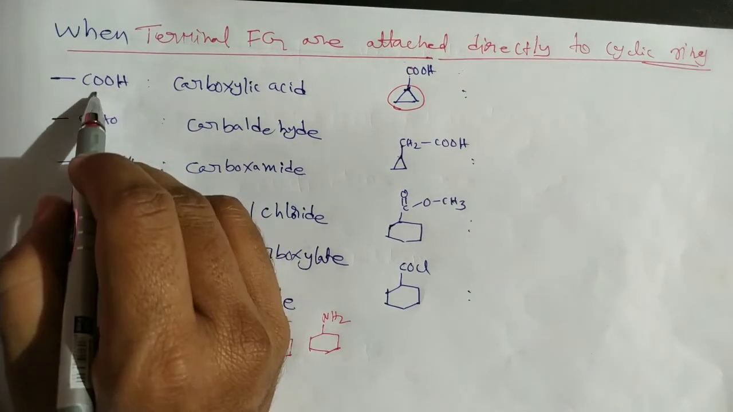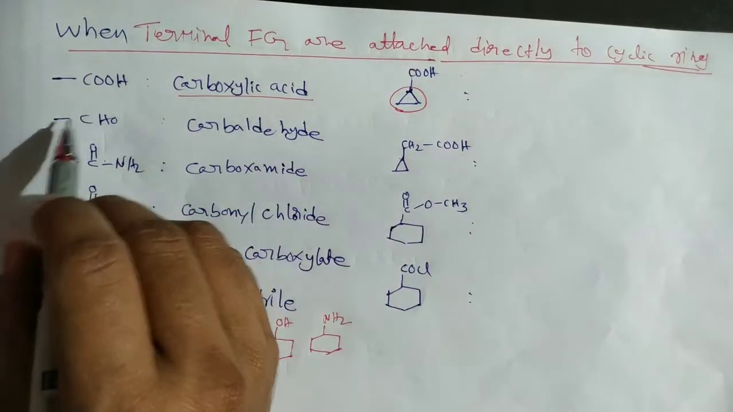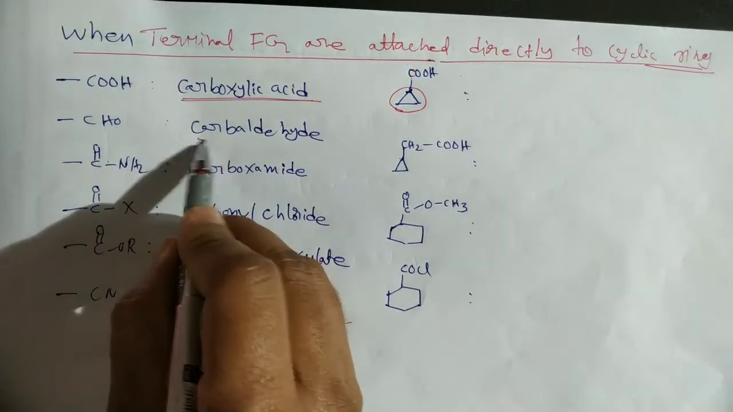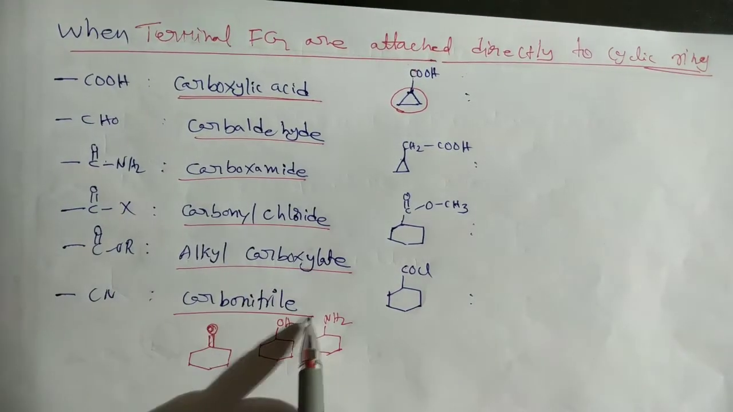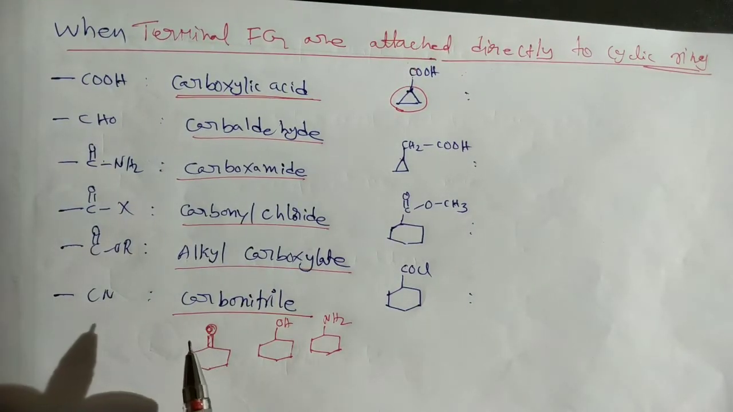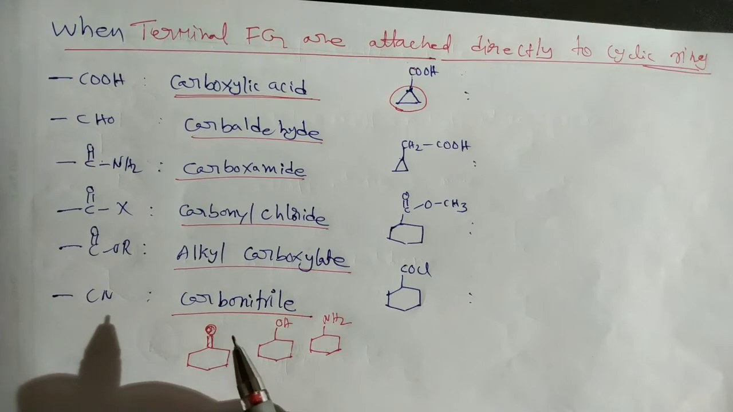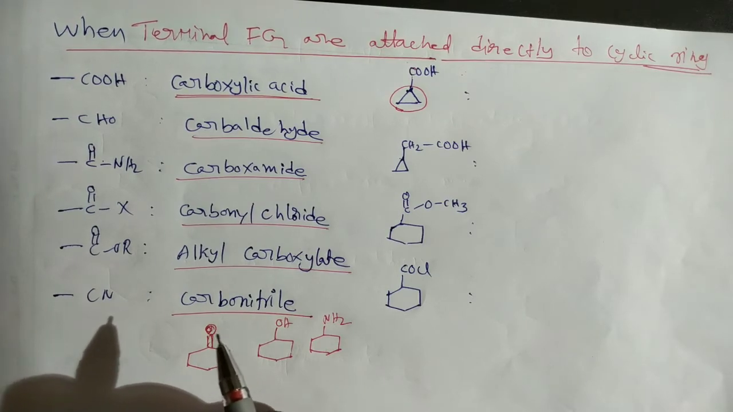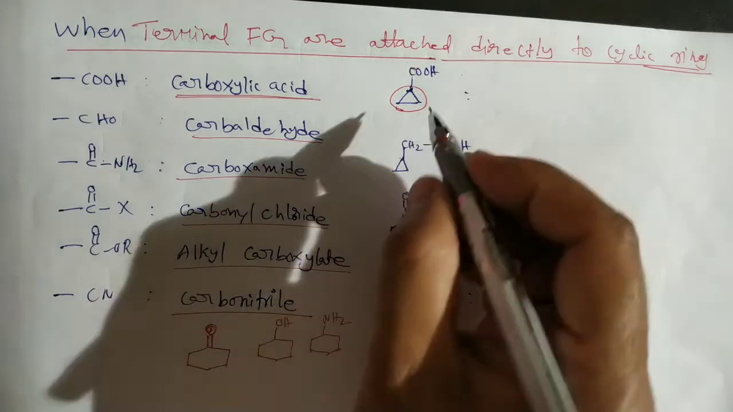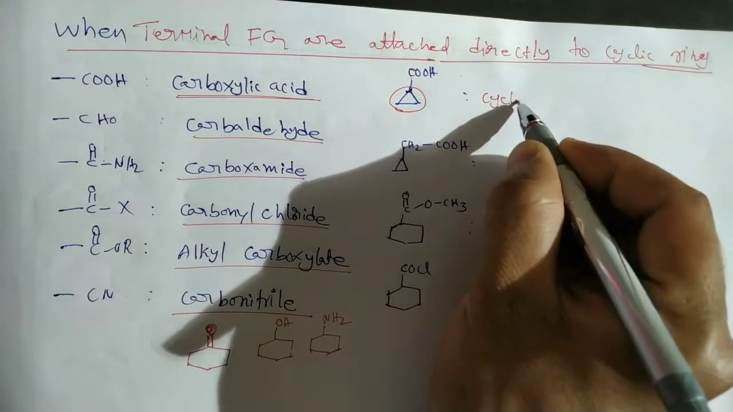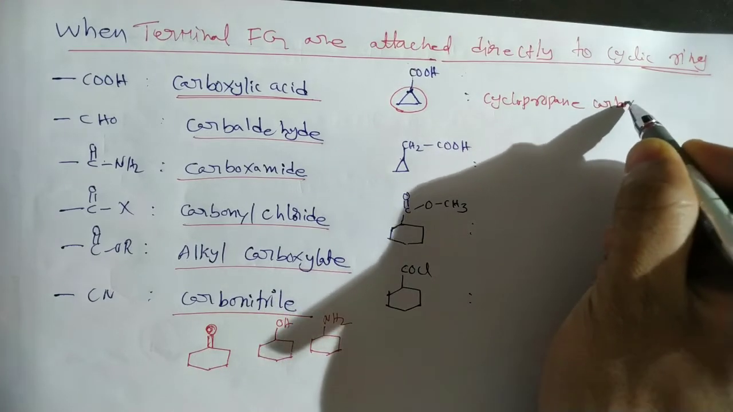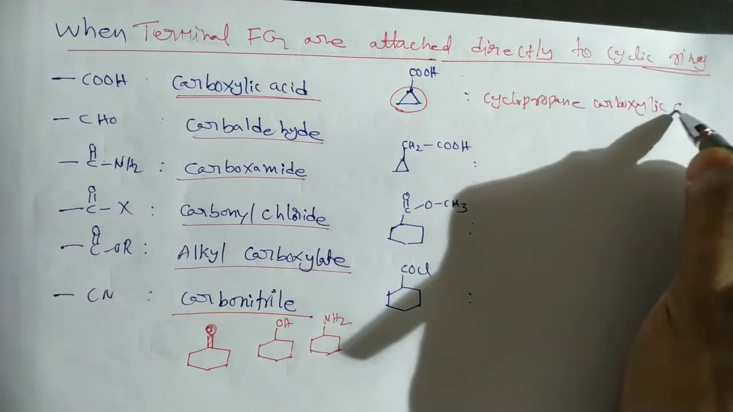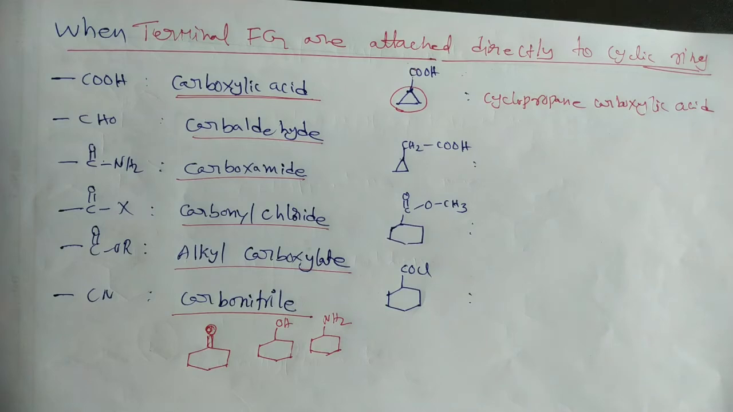For the COOH group, the suffix is carboxylic acid. For CHO, carbaldehyde; carboxamide; carbonyl chloride; alkyl carboxylate; carbonitrile. These are the different suffixes used when terminal functional groups are directly attached to the ring. So in this case, this is a cyclopropane carboxylic acid, because it is directly attached, so we have to use these suffixes.